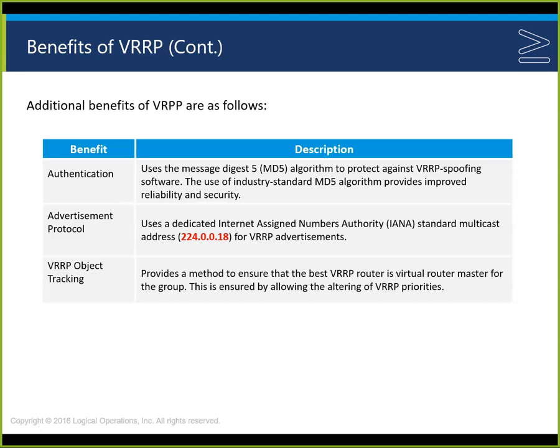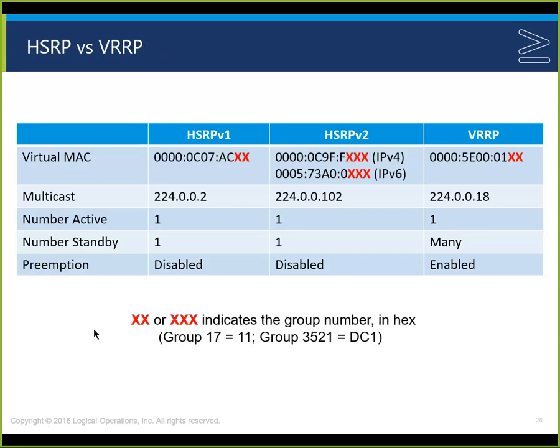Uses MD5 authentication. Multicast address, it uses 224.0.0.18. VRRP object tracking. It does tracking, but it does it in a little bit different manner than HSRP. We track the interface. In VRRP, we set up an object to track, and then we assign the object to the interface. The effect is the same, that if that interface goes down, the priority will change, and then we can automatically fail over to the one that will lead us there. It's just that the process and the terminology is a little different.